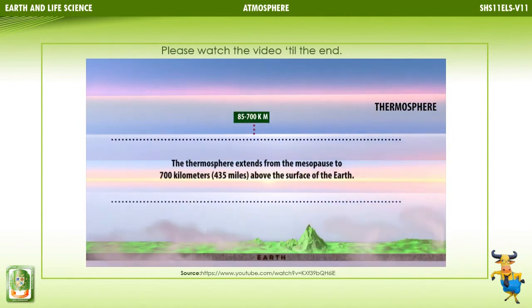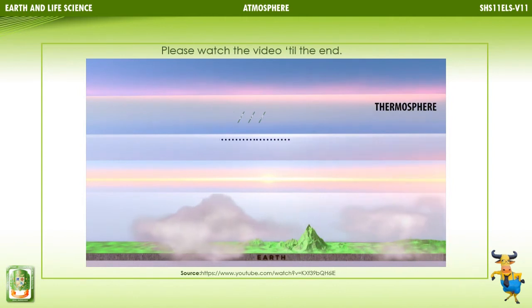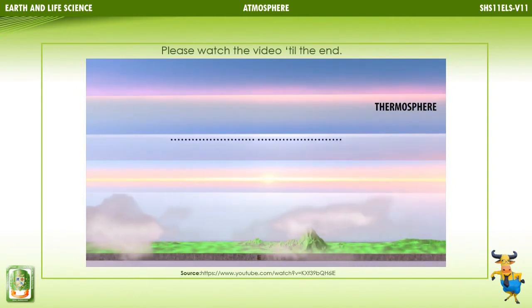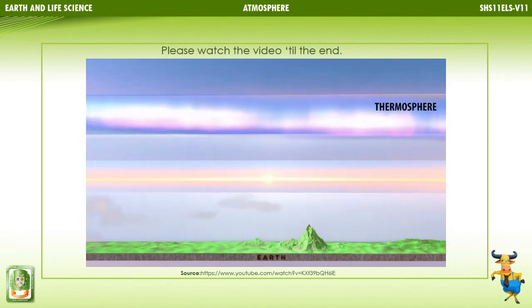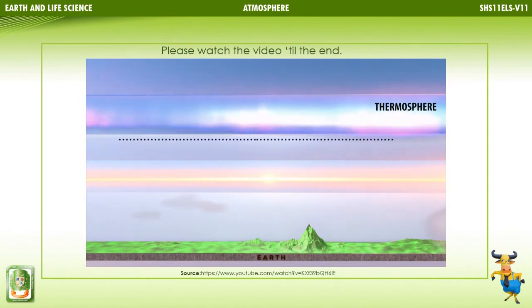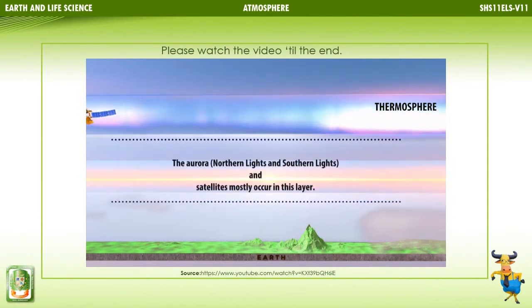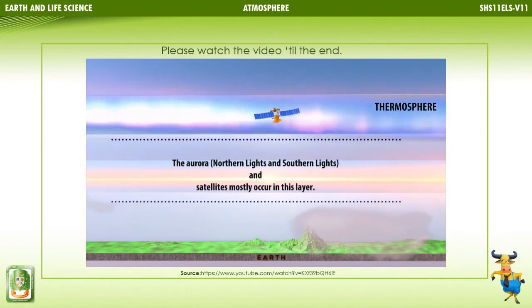The thermosphere extends from the mesopause to 700 kilometers or 435 miles above the surface of the Earth. The thermosphere is the thickest layer in the atmosphere. Only the lightest gases, mostly oxygen, helium, and hydrogen, are found here. The aurora and satellites mostly occur in this layer.